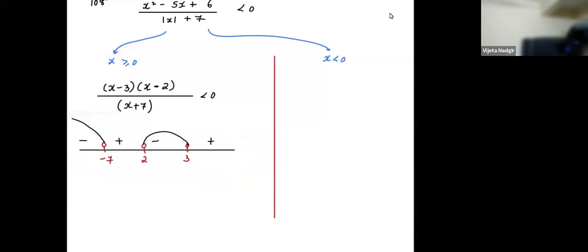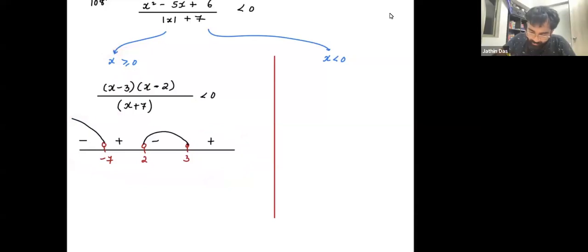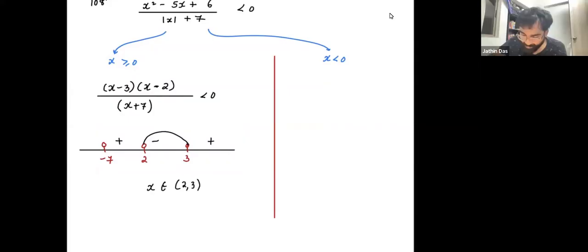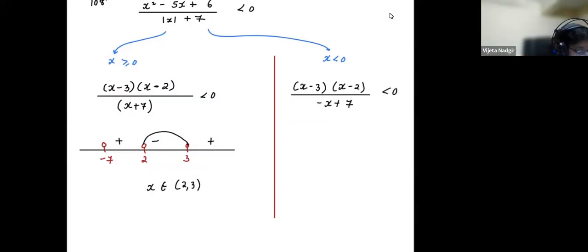Okay. So which region will go? This region will go, not needed. So the final answer for this part will be 2 to 3. ये समझ में आया? Okay. Now less than 0 में ऊपर वाला will be same. नीचे it will be minus x plus 7, less than 0.